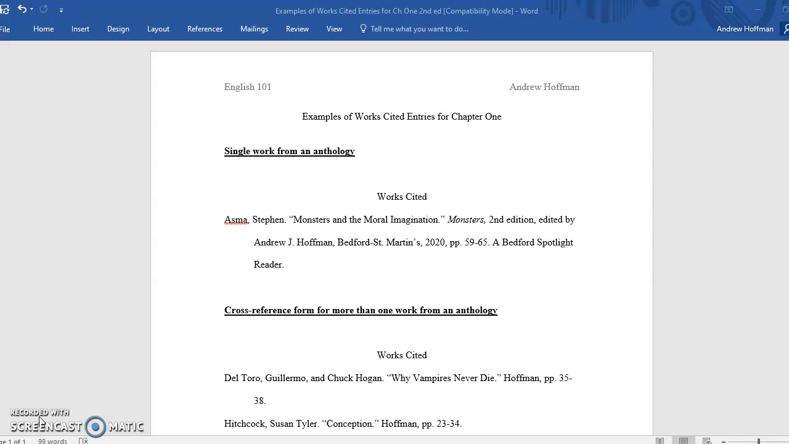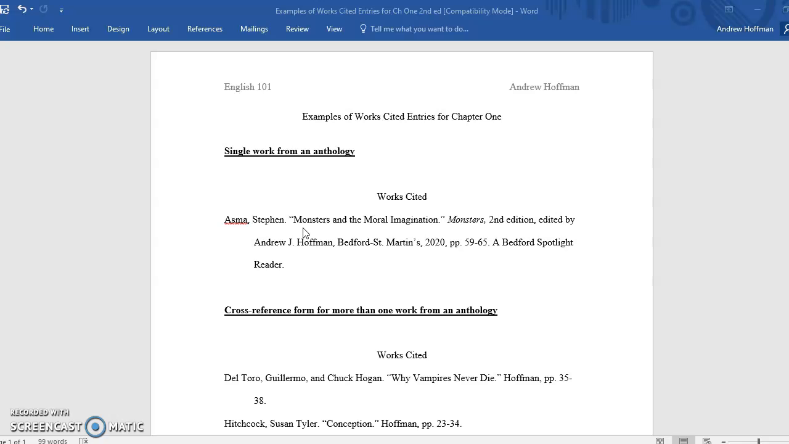There are two ways that we can do this. First of all, if you're taking only one work from the anthology, so you're just using one article, for example, you want to remember that you list it by the author who wrote the article. So here in chapter 1, the last essay was by Stephen Asma. So we put last name first, Asma, comma, Stephen, period. Pretty normal for MLA.